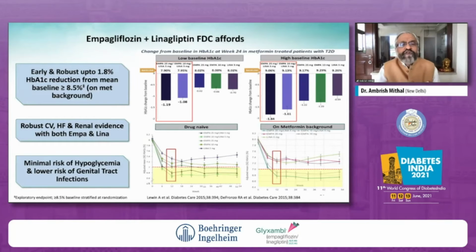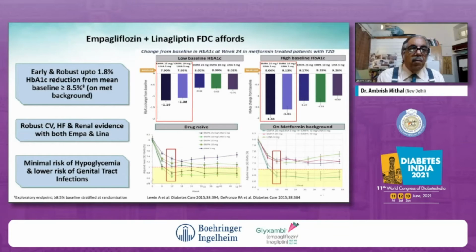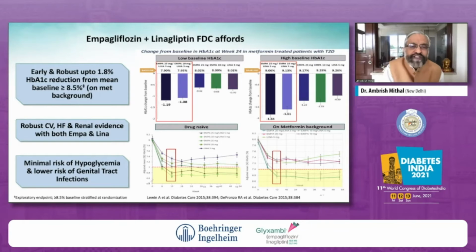And when you use a fixed dose combination, I'm not going to take the data. There is no surprise there. We know that EMPA works very well. We know that LINA works well. When we put them together in an FDC, it doesn't mean that 1 + 1 = 2, but 1 + 1 may equal 1.5. Right? So you actually do get improvement in HbA1c.